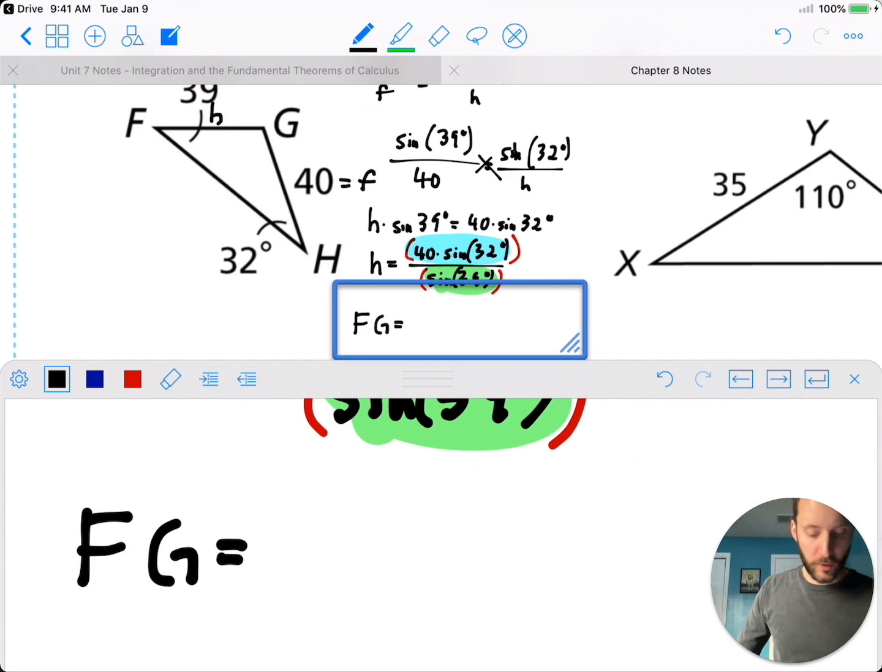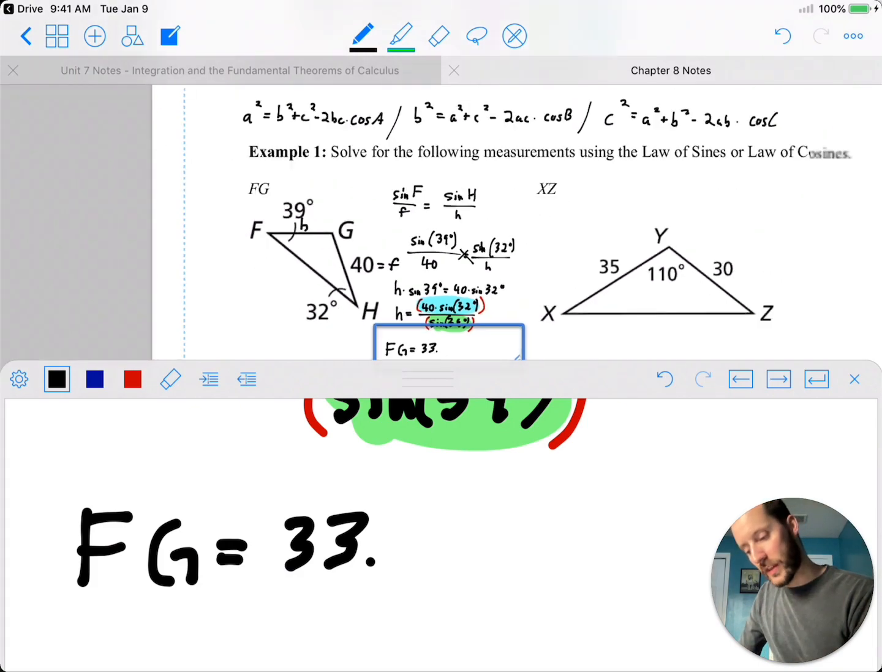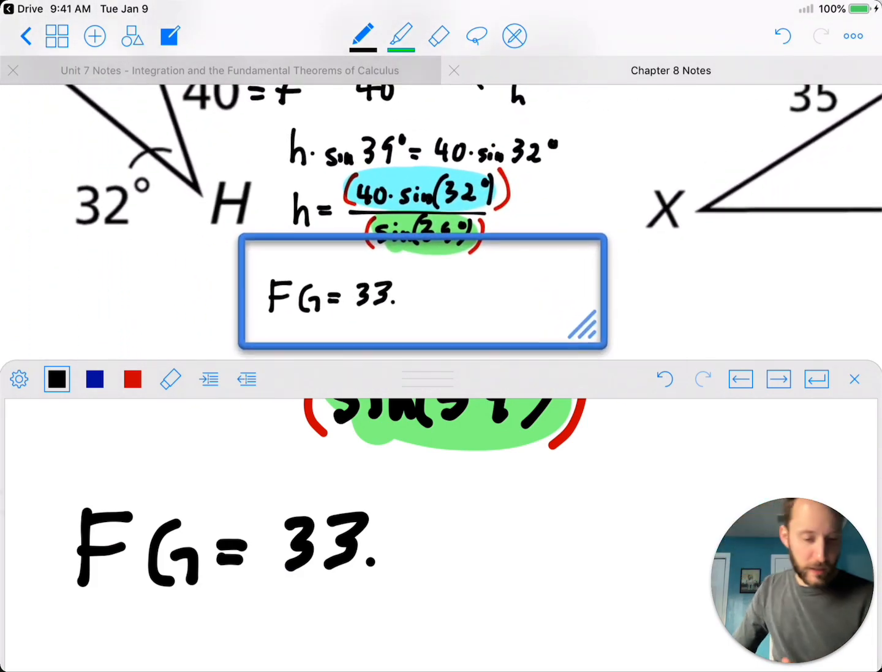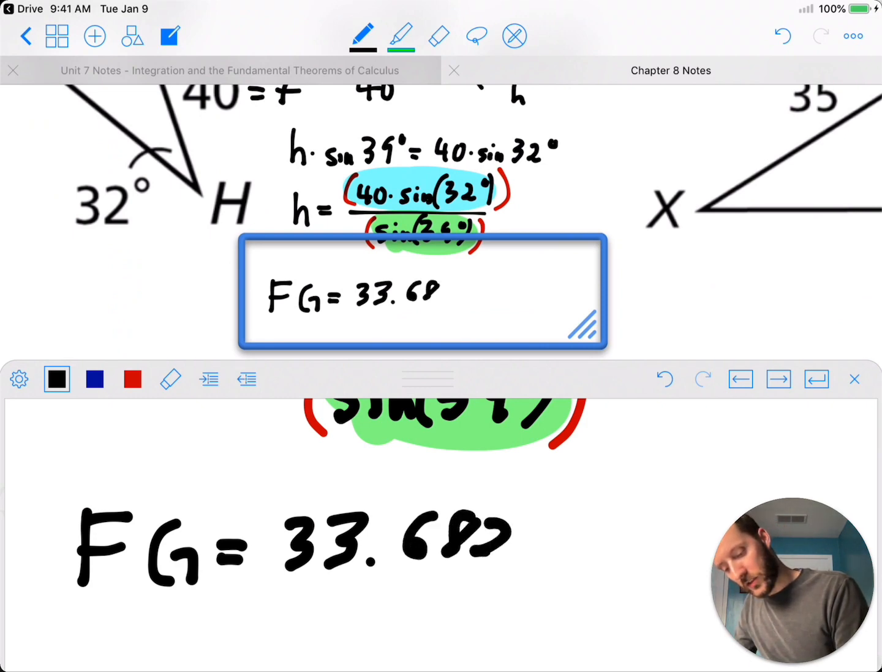So when you plug it in, just be careful. Remember, the calculator is dumb. It'll do exactly what you tell it to do. So make sure you tell it to do the right thing. The calculator has no nuance of its own. Okay? So it comes out to 33. Did they tell us to round? They don't tell us, so let's go through 33.682 degrees.